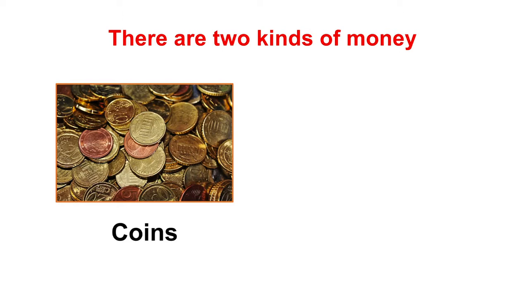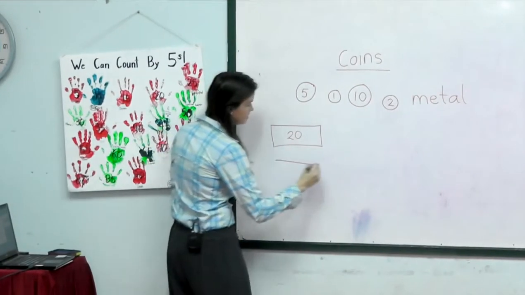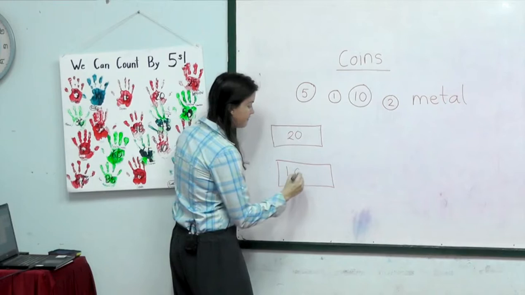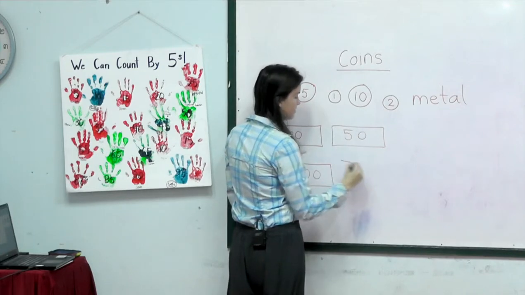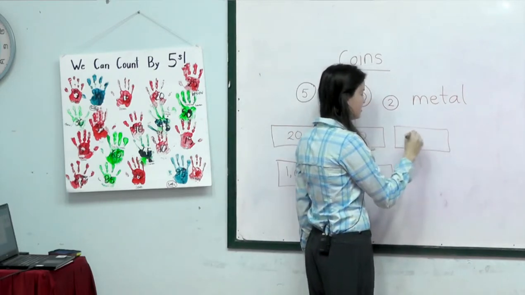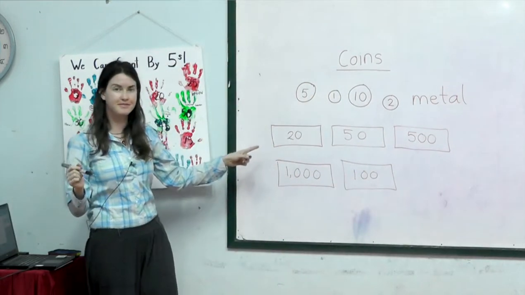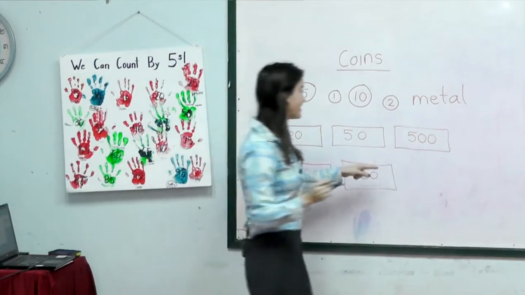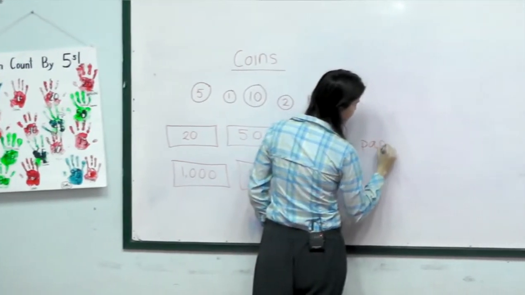Yes, our bigger one that's in this shape, like 20 baht. And 1,000 baht. Yeah, we have a lot of different kinds of baht. 100. We also have 500. Good job, friends. What are these kind of baht made out of? Paper. Yeah, and paper comes from trees. Good. These are made of paper.